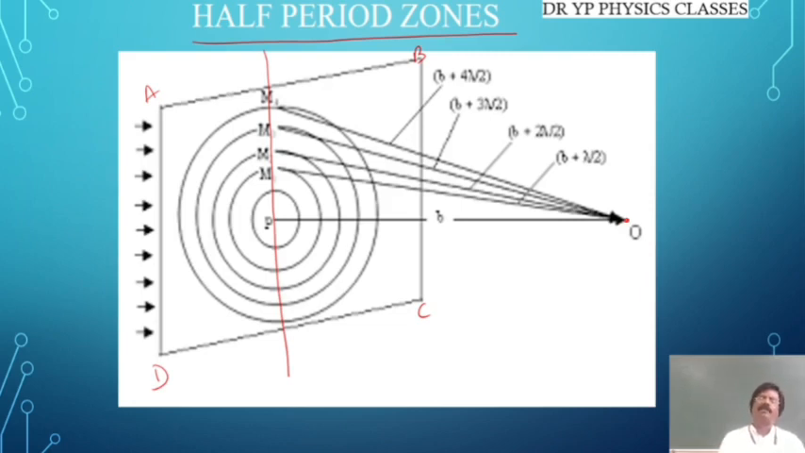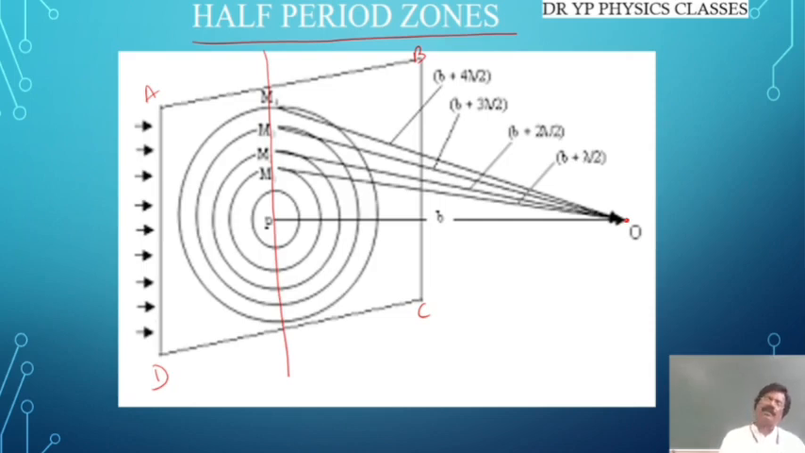What is our aim? Our aim is to find out the total effect at the point O due to all these disturbances coming from the different parts of the wavefront.